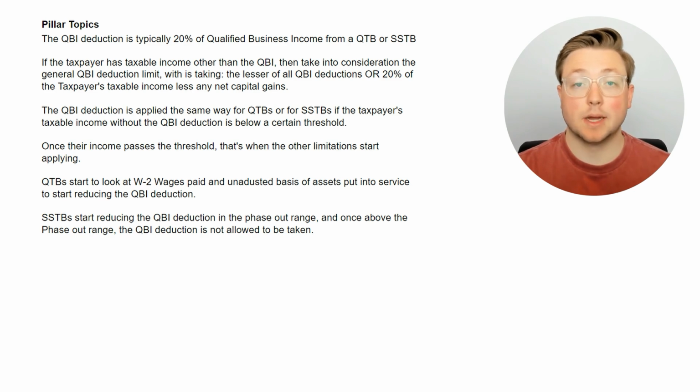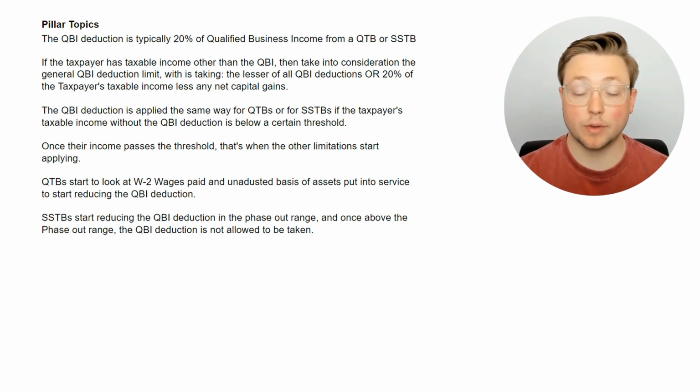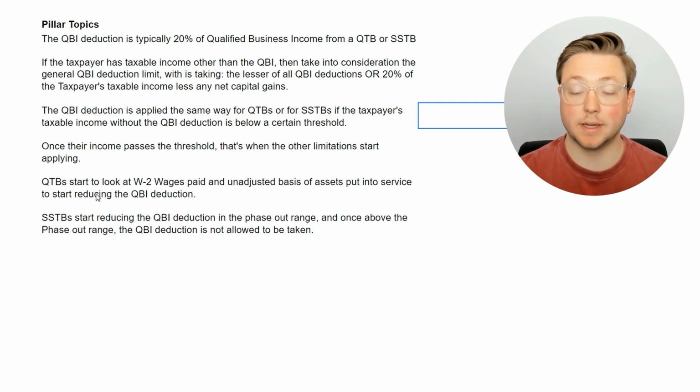The QBI deduction is applied the same way for QTBs or for SSTBs if the taxpayer's taxable income without the QBI deduction is below a certain threshold. So again, if you're underneath the threshold, it's the same whether you're a QTB or an SSTB. Once their income passes the threshold, that's when the other limitations start applying. QTBs start to look at W-2 wages paid and unadjusted basis of assets put into service to start reducing the QBI deduction. SSTBs start reducing the QBI deduction in the phase-out range, and once above the phase-out range, the QBI deduction is not allowed to be taken.